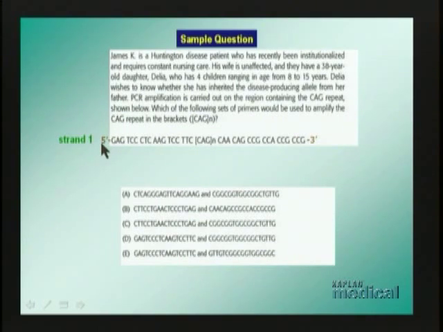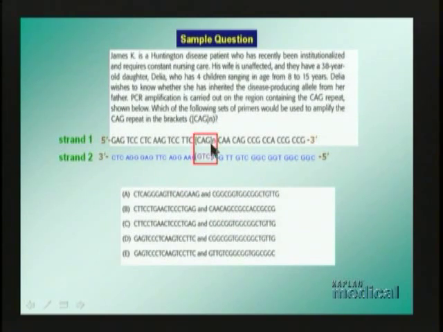Now what would strand 2 look like in double-stranded DNA? What strand 2 would look like is now shown for you here. This is strand 2, which is complementary and anti-parallel to strand 1. So now, what do we want to amplify here? What we want to amplify is shown in the brackets, this portion right here. We want to amplify the CAG repeat. So this is the CAG in strand 1, but in strand 2, it's CTG from the 5' end to the 3' end. So it's this part that we want to amplify.